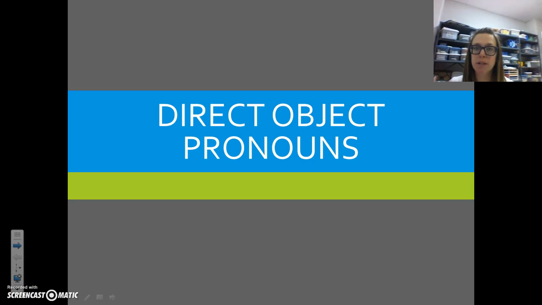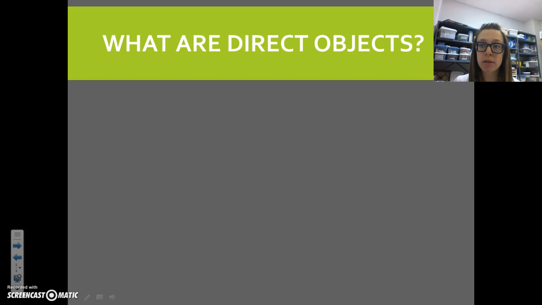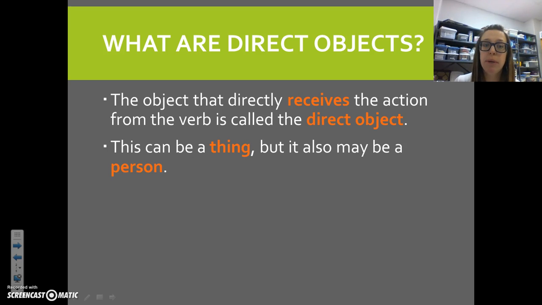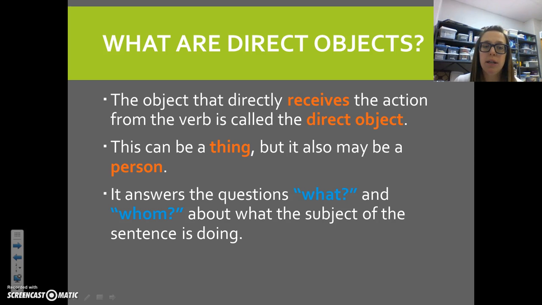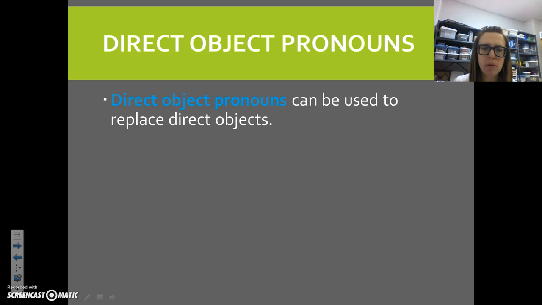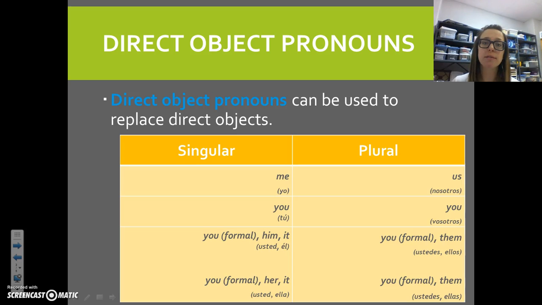All right, today what we're going to talk about are direct object pronouns in Spanish. Okay, so what are direct objects? The object that directly receives the action from the verb is called the direct object. It can be a thing, but it also may be a person. It answers the question what and whom about what the subject of the sentence is doing. Okay, so direct object pronouns can be used to replace direct objects.